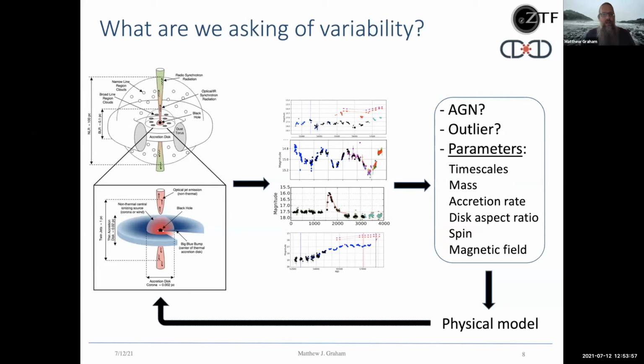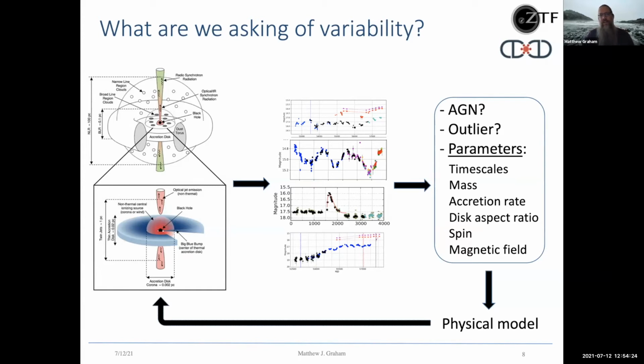First of all, we like to do AGN selection on the basis of variability, in addition to color and other means. We're interested in identifying outliers based on the variability. And then there's a whole effort that's starting on trying to infer parameters from variability measures and variability fits, whether those are characteristic timescales or black hole mass, accretion rate, disk aspect ratio, spin, magnetic field.